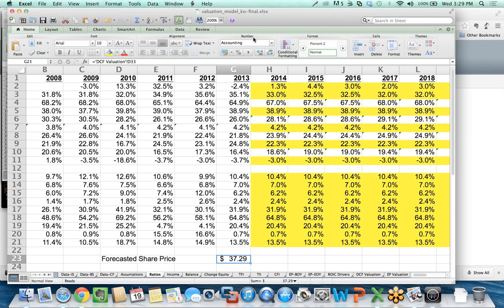If I change my assumptions and I'm more than 10%, I'm going to call that a buy. And if I am 10% below, I'm going to call that a sell. Okay? So that's the way I'm going to think about my buy, sell, hold opportunities. So back to Coke. What do I think about these assumptions?